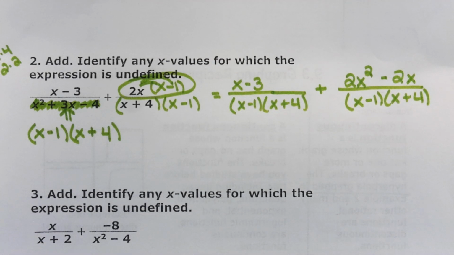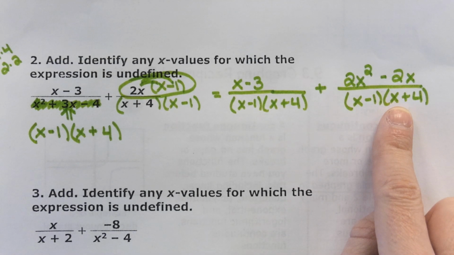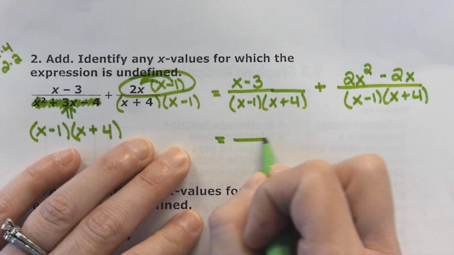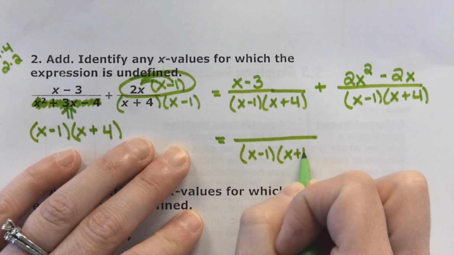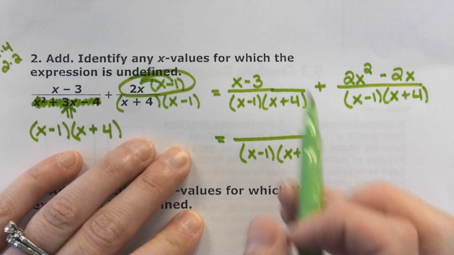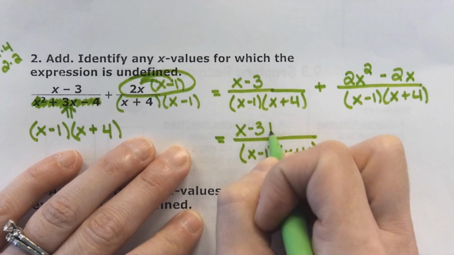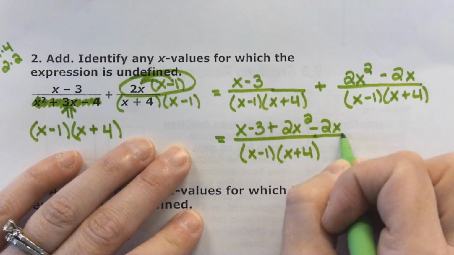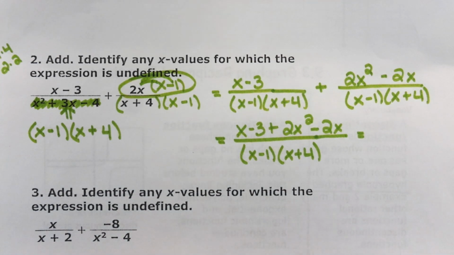All right. Now, we have the same denominator. Am I ready to add? Should be. Yes. So, the denominator is x minus 1 and x plus 4. In the top, I'm going to actually add these things. x minus 3 plus 2x squared minus 2x. That's a lot of work.